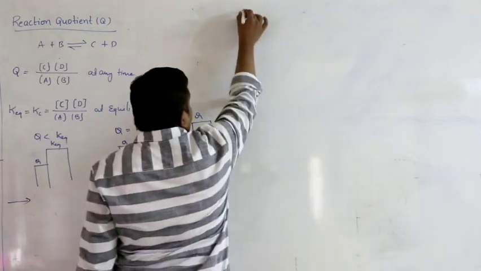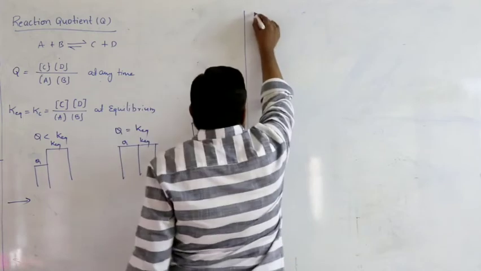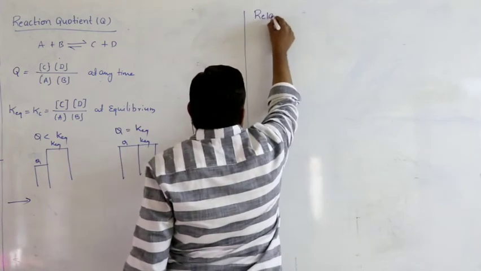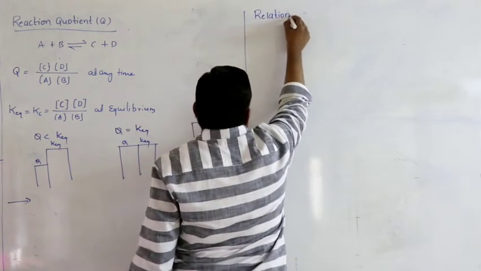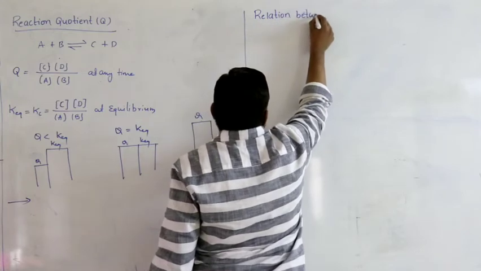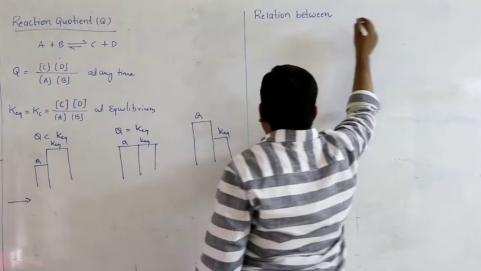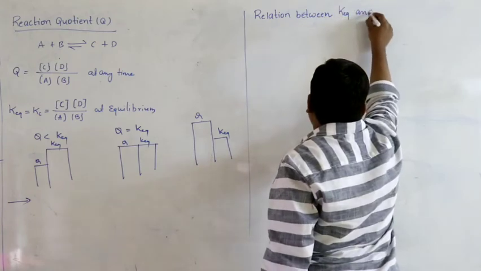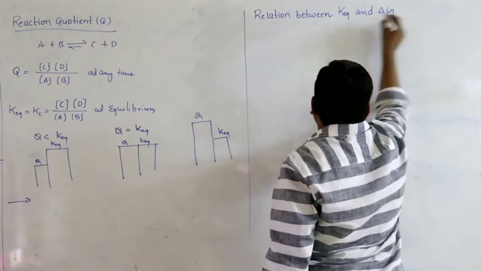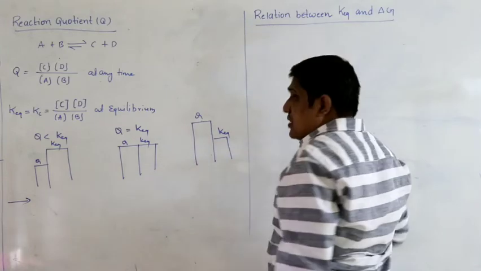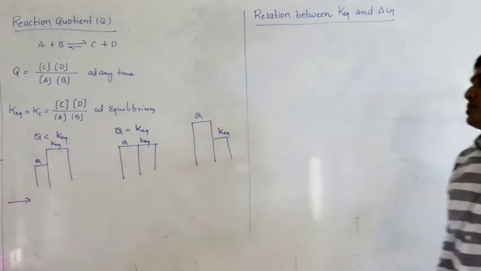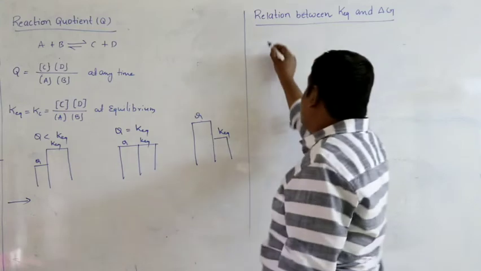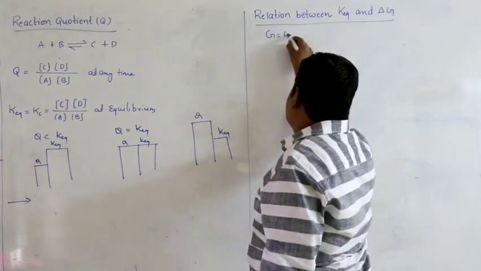So next, relation between equilibrium constant and delta G. So you are studying first time about delta G. So first let us see what is G. G is called as Gibbs free energy.